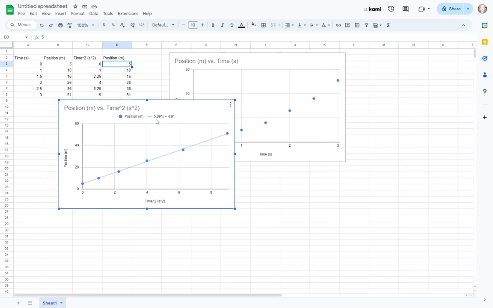And one last thing, let's talk about this slope. What will be the units of 5.09? Slope is rise over run, and in this case we have meters on our rise on our y-axis, and then the run we have seconds squared. So the unit for this 5.09 will be meters per second squared.